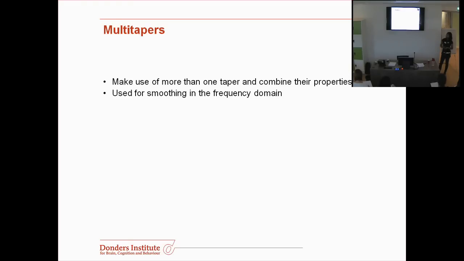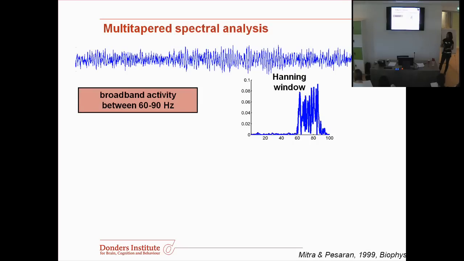And in doing so, what you're doing is actually smoothing your estimates in the frequency domain. And instead of smoothing, we can also say that this is controlling the leakage. So let's take a look at how that works.